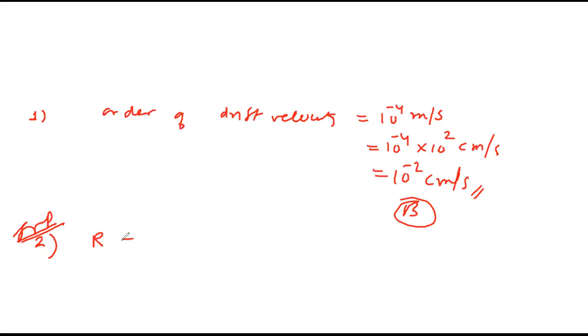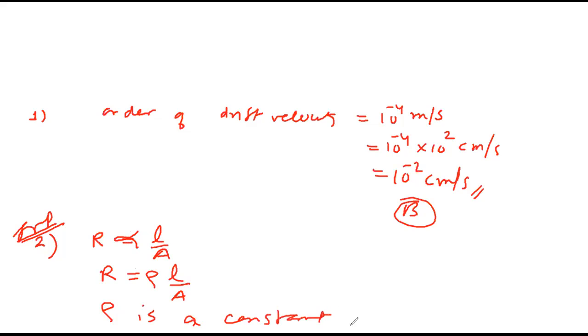See, when we say R is proportional to L by A, then we write R is rho L by A, where rho is a constant called specific resistance or resistivity. So what do you say, rho is constant or variable?